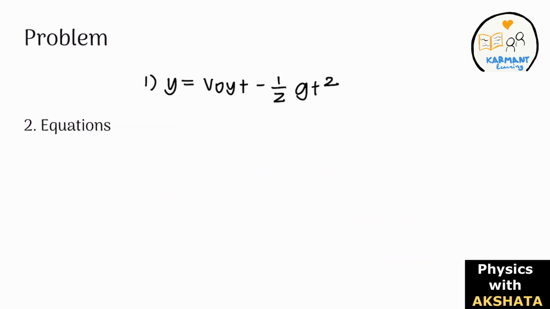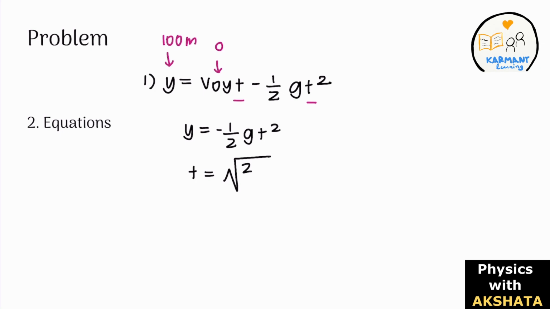The first equation we picked out was in the y direction, intended to solve for the time. So we know our initial y height, which is 100 meters, and we know our initial y velocity, which is 0. So our equation just becomes y is equal to negative 1/2 g t squared. Solving for t, we get the square root of 2y over g.